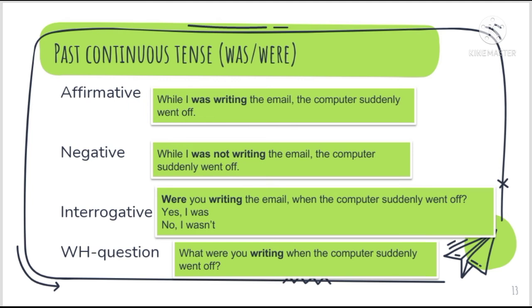And then for interrogative, were you writing the email when the computer suddenly went off? Ya, were ya kalau untuk you-nya. WH question: what were you writing when the computer suddenly went off? That's the examples. By the way, in past continuous tense, you can use while and when, yeah, because in past continuous, it's to explain that somebody was in the middle of doing something in the past.